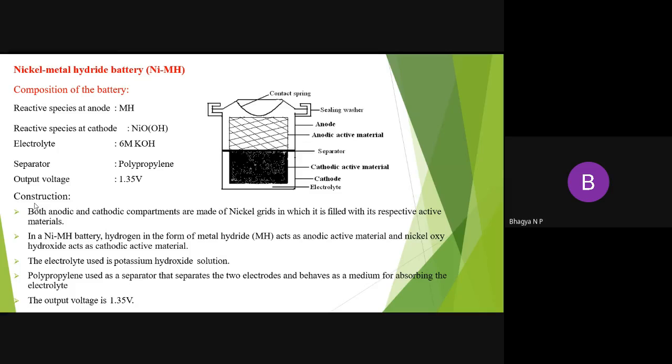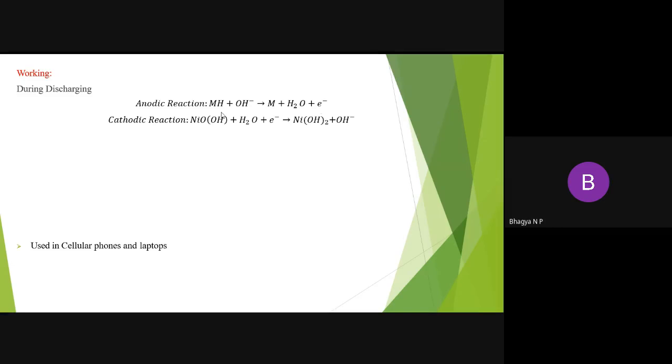Now coming to the working. As I said, the nickel metal hydride battery belongs to secondary batteries, so here we have to consider both what reaction takes place during charging and during discharging. Let us start with discharging. During discharging, in the anodic reaction the anodic active species, metal hydride, reacts with the electrolyte and gives the metal, along with water, with the liberation of one electron. In the cathodic reaction, the cathodic active material nickel oxyhydroxide accepts the electron in the presence of water and gives nickel hydroxide, along with OH minus.